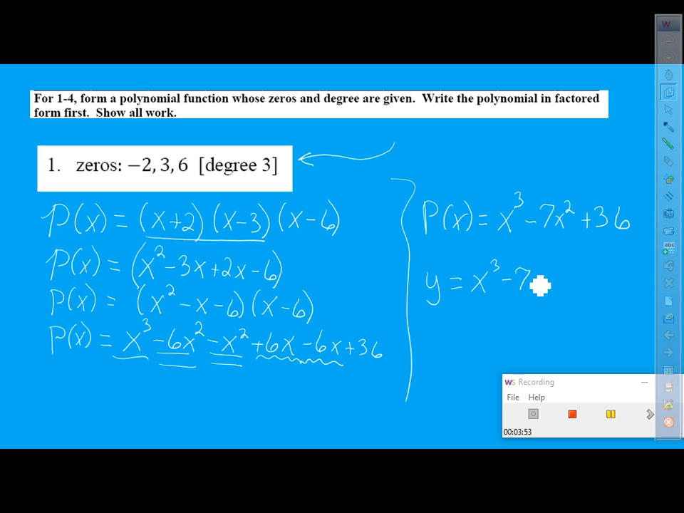Now guys, on a test or quiz, what I would do to make sure you're right, graph this thing in your calculator. And then hit your trace button at the values that you're trying to work with. So I'm going to trace -2, make sure I get 0. I'm going to trace 3, make sure I see a 0. Then I'm going to trace 6 and make sure I see a 0. That way you know you're right. So, like I said, a little tedious, not hard, but tedious.